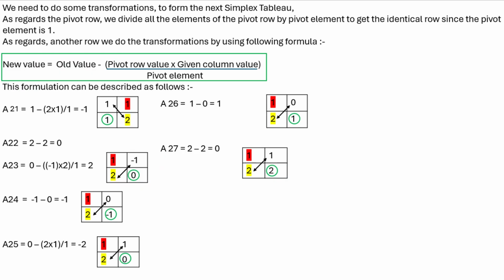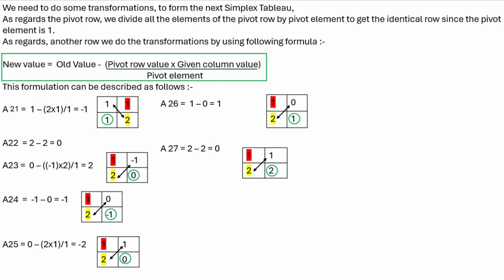So as I have said, we need to do some transformations to form the next simplex table. As regards the pivot row, we need to divide all the elements of the pivot row by the pivot element to get the identical row, since the pivot element is 1. But as regards another row, we need to do the transformations by using the following formula. The new value, that is the value which would come in the subsequent iteration, would be equal to old value minus the pivot row value into the given column value upon the pivot element.